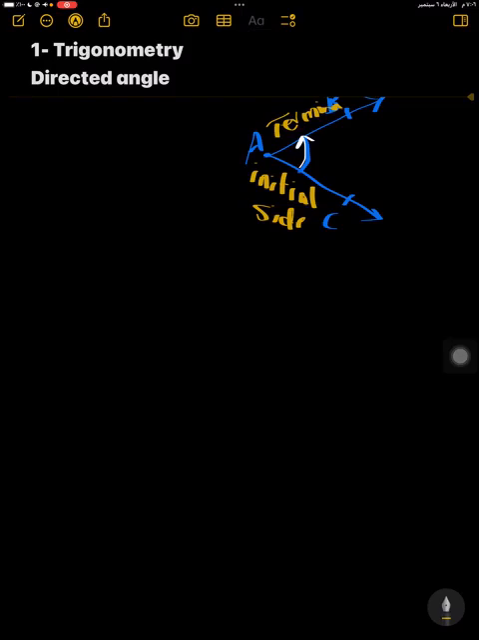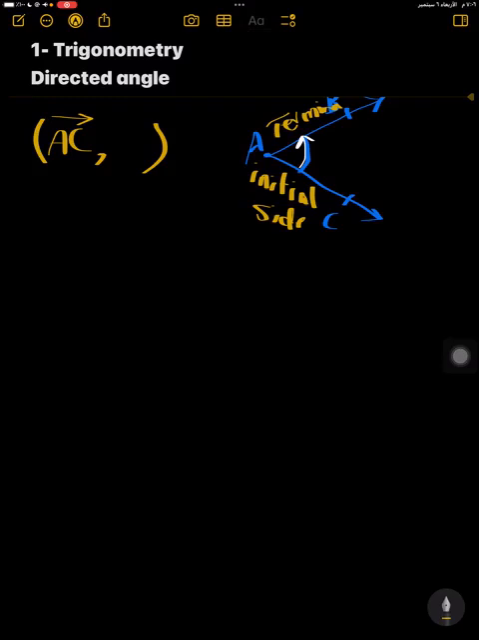How can we name the directed angle? We name the directed angle by two ways. The first way is ordered pair. In the first, we write the name of the initial side. The name of the initial side is AC. Don't say CA, because ray, we name the ray starting from the start point. The start point of the ray is A. So the ray is AC, not CA.